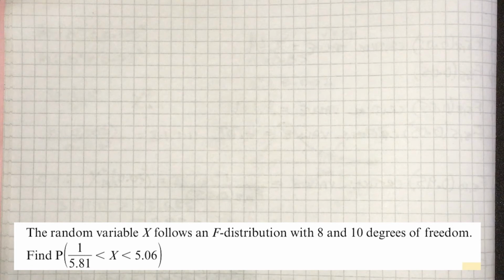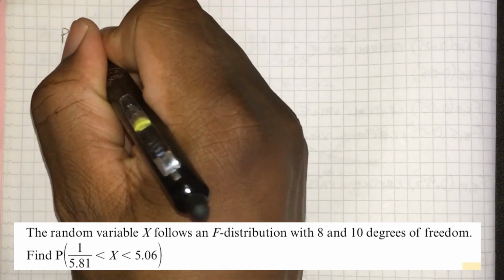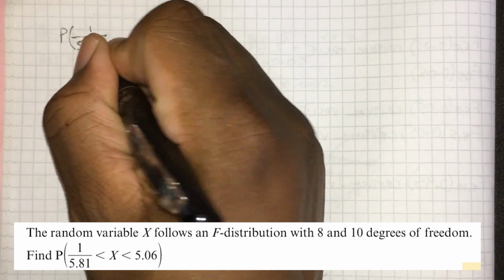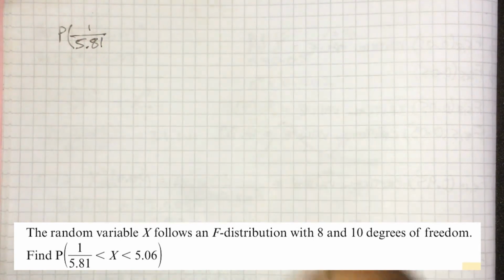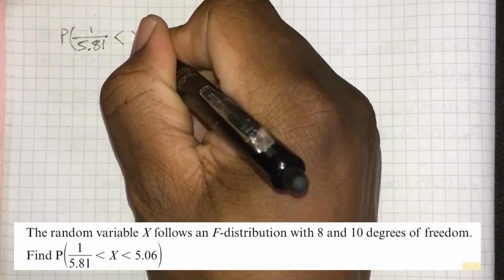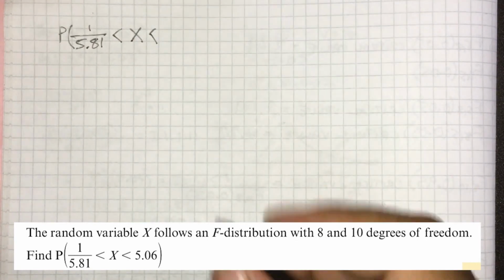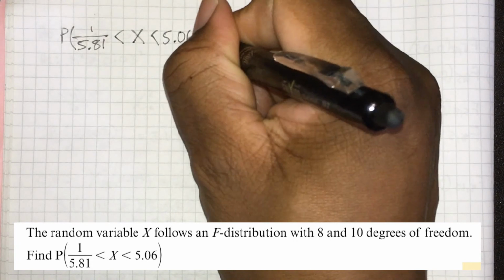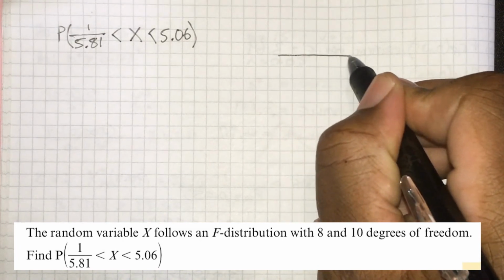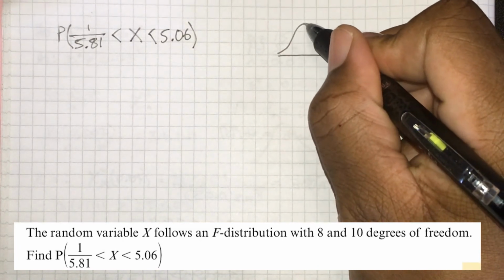Well, with that said, let's have a look at a question where the calculator really won't be able to help you find an answer. We've been asked to find the probability that x is in between 1 over 5.81 and 5.06. Now, this is in the case where x follows an F distribution with degrees of freedom 8 and 10.